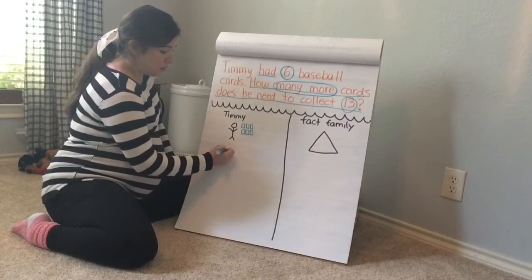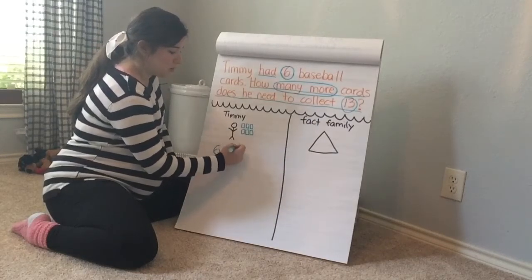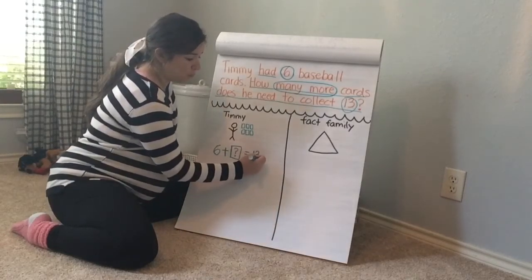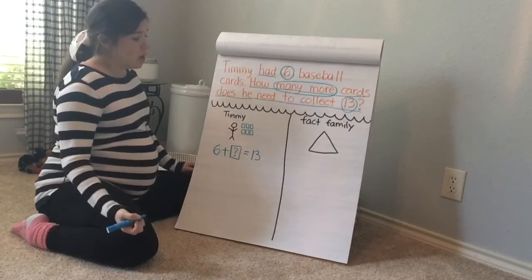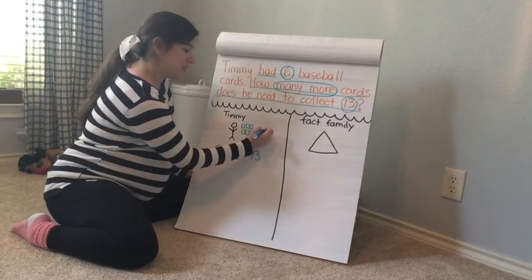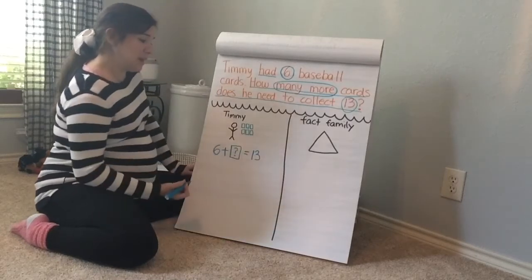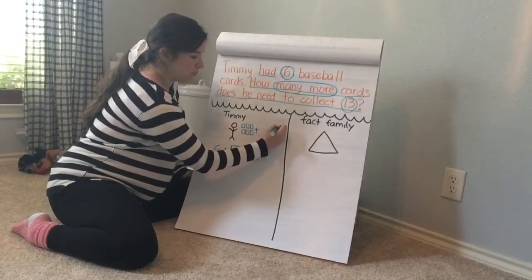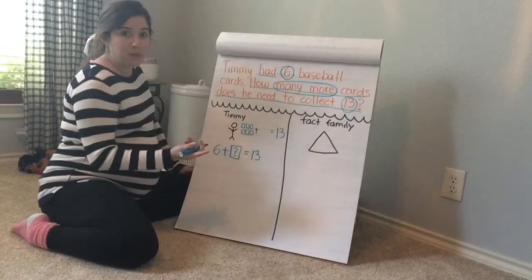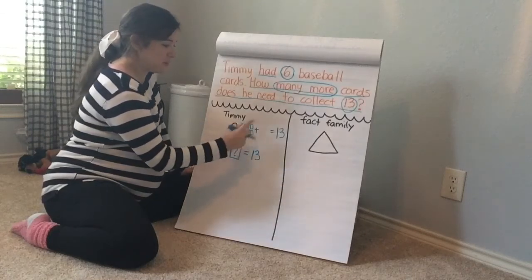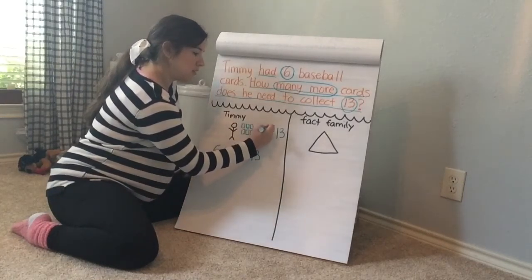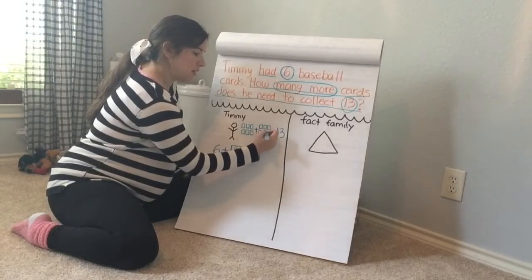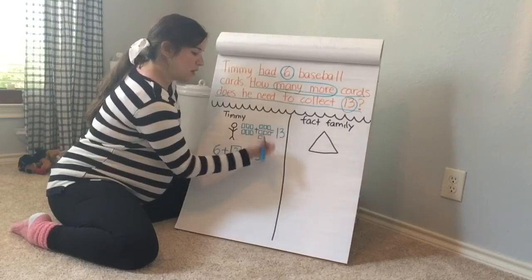We need to figure out how many more cards, so this is where my question is, how many more to get to my total of 13. So I need to add some cards in order to make it to 13. So what I can very simply do is I can count them off. So I already have 1, 2, 3, 4, 5, 6, 7, 8, 9, 10, 11, 12, 13.